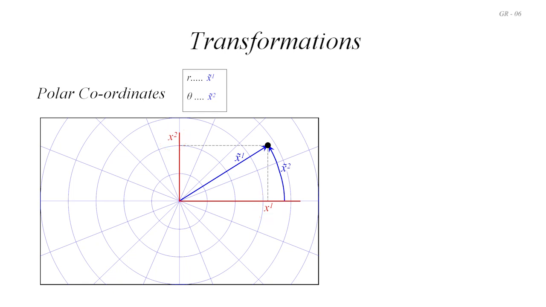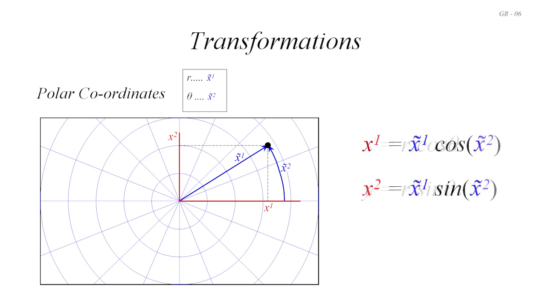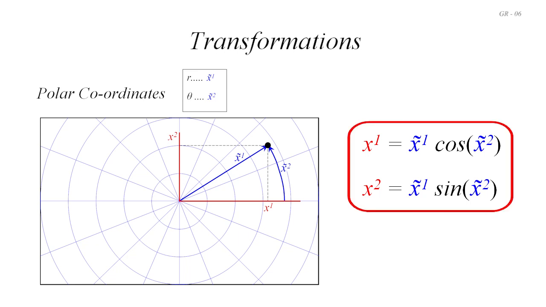Looking at this, the equations relating the measurements in the two frames are fairly obvious. We would normally say x equals r cos theta and y equals r sin theta. But with our renaming, that becomes x1 is x1 tilde cos x2 tilde and x2 is x1 tilde sin x2 tilde. So fairly obviously we do have a set of equations which can convert from polar coordinates to Cartesian coordinates.